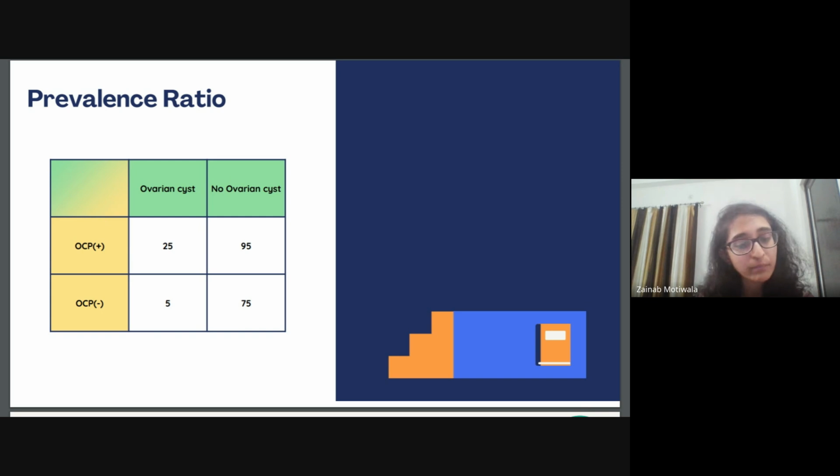Would you all like to tell me the prevalence of ovarian cyst in OCP users? You can just put it in the chat box, the numerator upon the denominator. So the prevalence of ovarian cyst in OCP users.